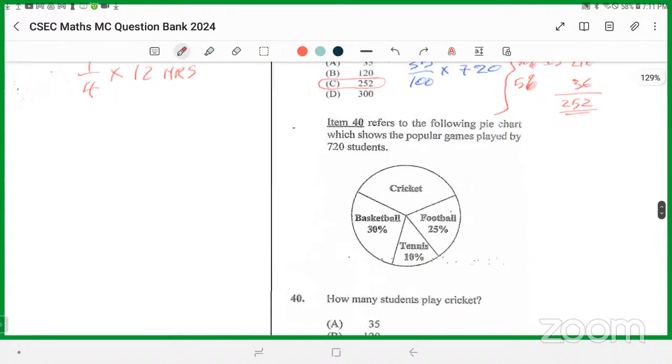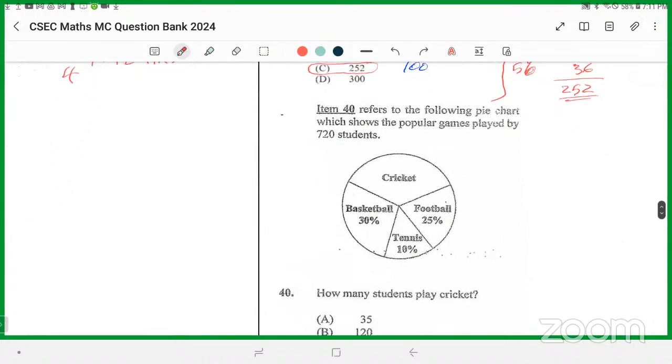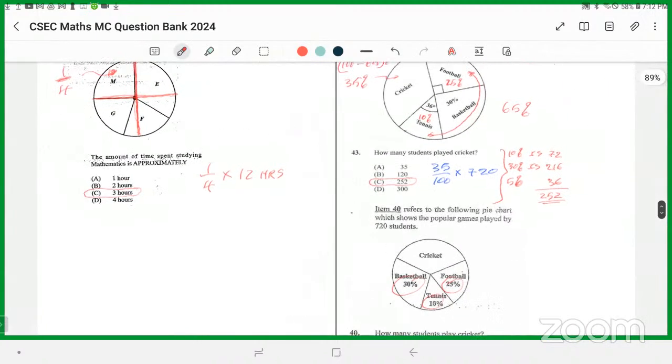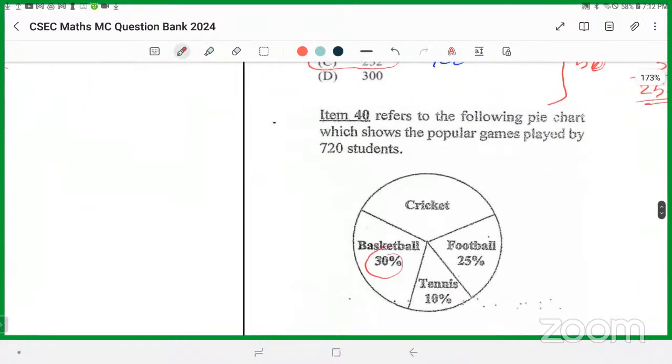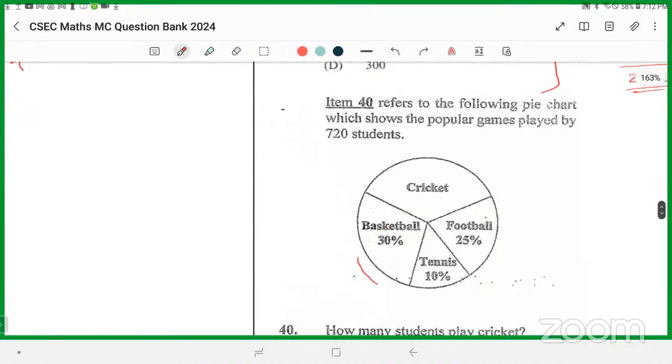And here's the same question, but this time they give us the percentages. They give us those 3. So the 2 percentages that we worked out, the 10% for tennis and the 25% for football, they gave us. All right? So it's basically the same calculation. These add up to 65%. So inside here again is 35%.